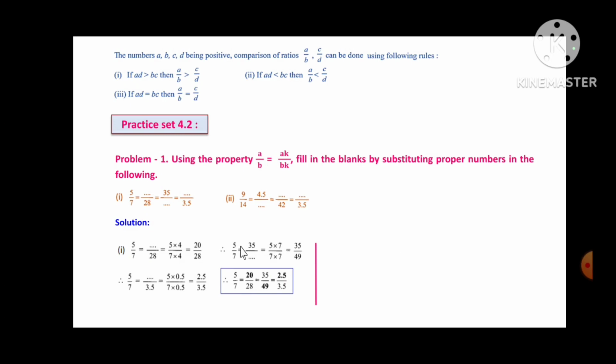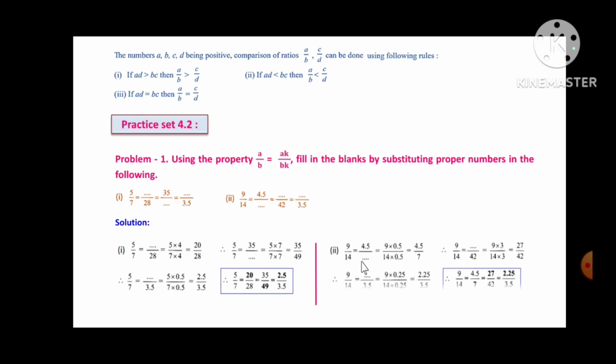Now again we'll see the second one. 9/14 = 4.5/__ = 9 into 0.5 upon 14 into 0.5, so it will be 4.5/7. Therefore 9/14 = __/42, which is 9 into 3 upon 14 into 3, which is 27/42. Then 9/14 = __/3.5. Third one will be 9 into 0.25 upon 14 into 0.25, which will be 2.25/3.5.